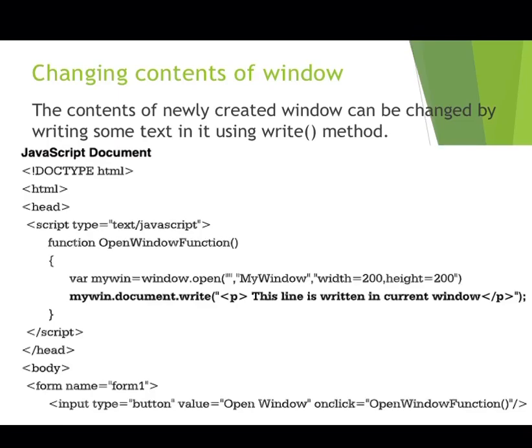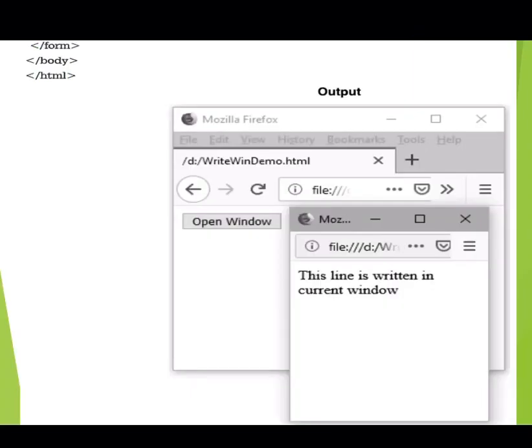Then we'll write the code for creating a button. So input type is equal to button, value is equal to open window, onclick is equal to openWindow function. So on click of that button a new window will be opened and the text we have given will be written on that new window. Okay, close form tag, close body tag and close HTML tag. I hope the code and output is clear to you all.